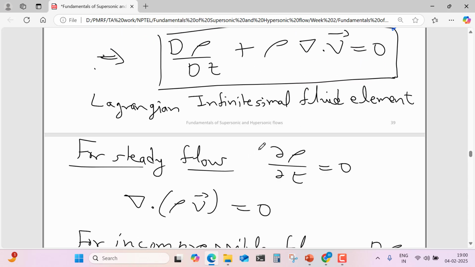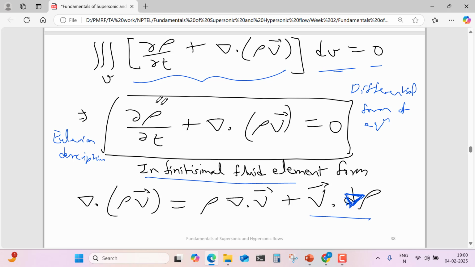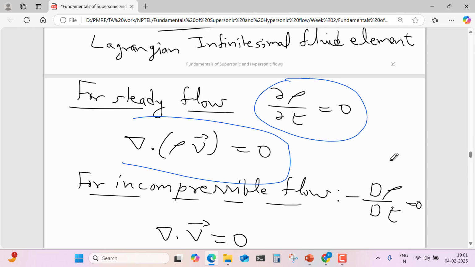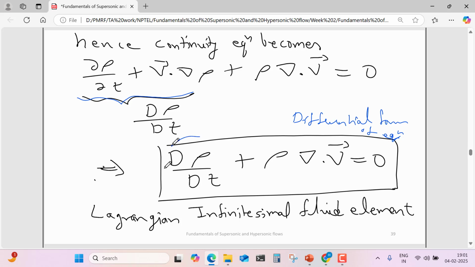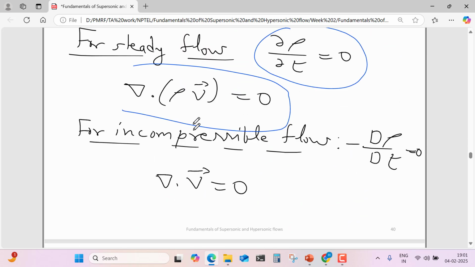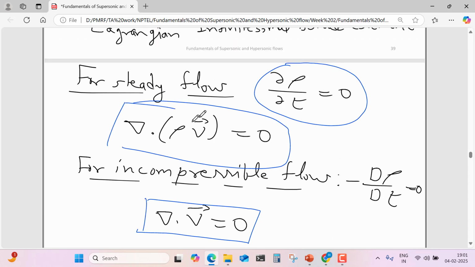For steady flow, the time derivative will be 0. So if we make this derivative 0, our equation will be del dot rho v vector equal to 0. For incompressible flow, this d rho by dt will be 0, so the equation will become del dot v equal to 0. These are some forms of this equation.